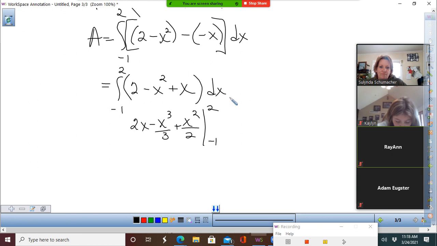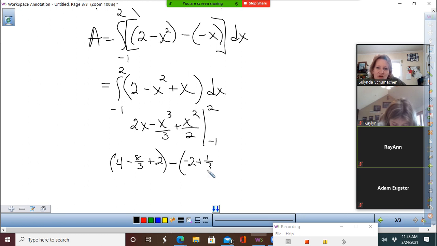All right, plugging in 2 first, I get 4 minus 8/3 plus 4 over 2, which is 2, minus, plugging in negative 1, negative 1/3, but the negative makes it plus 1/3 right here. And then negative 1 squared is a positive 1, so plus 1/2. Let's see, that's 6 minus 8/3. 18/3 minus 8/3 is 10/3.